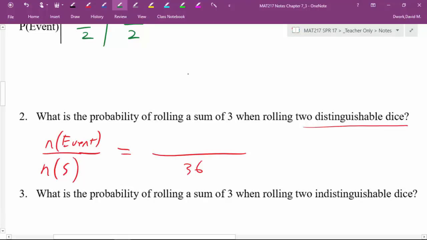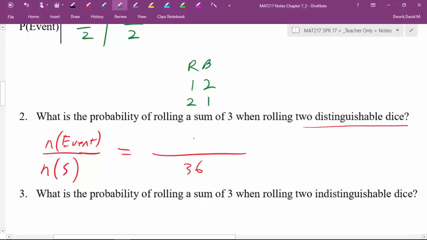You say, okay, I have 2 distinguishable dice, maybe a red die and a blue die. On the red die, I can roll a 1, and if I roll a 1, then my blue die has to roll a 2. On my red die, if I roll a 2, then my blue die has to roll a 1. There's no other ways for me to get a sum of 3 because there's no way for me to roll a 0 on a die. That can't happen, right? They're 1 through 6.